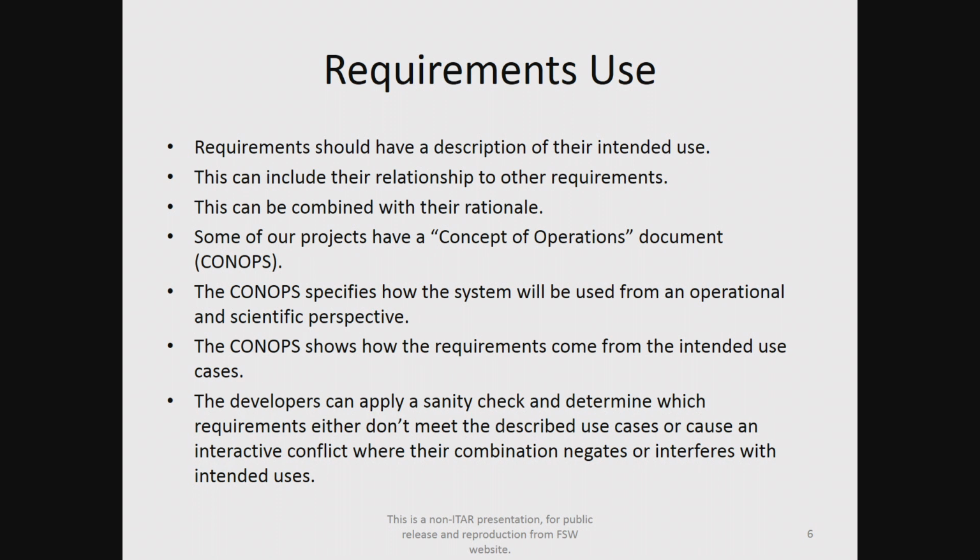There should also be something that describes how the requirement is going to be used. We tend to have a concept of operations, or ConOps, document with some of our projects. This specifies how the user intends to use the system, and sometimes we refer to an orbit in the life, where they talk about the different modes the instrument will be put into and the different data products and data rates in the different modes. The developers can use this as a sanity check to see which requirements really don't meet the intended use cases, or if there's a conflict where each requirement by itself would be okay, but when put together, they're going to have some interactive conflict that won't meet that goal.